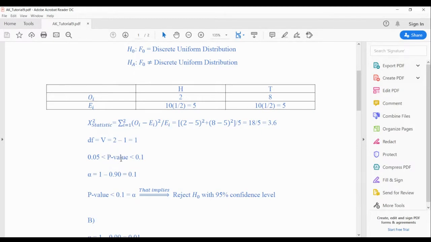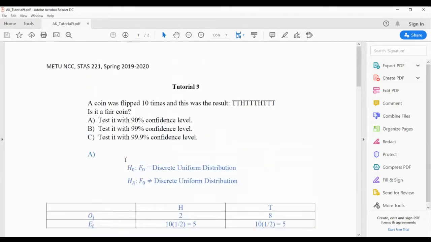And by comparing it to the alpha, then it's easy to see whether you should accept or reject your null hypothesis. I hope it was a useful tutorial for you.